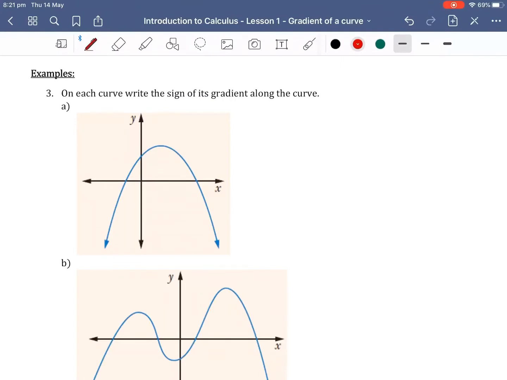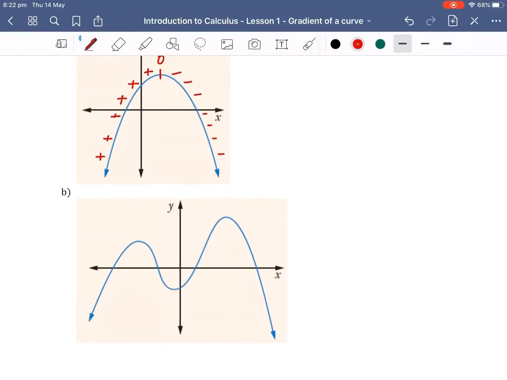So where the curve increases, the gradient is positive, and where it decreases, it is negative. And where it's a turning point, it is 0. So we're going to start at our turning point. So turning point over 0 is here. Our graph is increasing all the way along here, so we're going to draw positive signs. And then at our turning point, it changes into decreasing, so draw negatives.